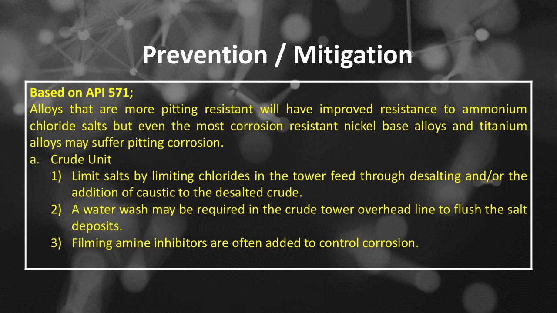Number A, crude unit. Number 1: limit salts by limiting chlorides in the tower feed through desalting and/or the addition of caustic to the desalted crude. Number 2: a water wash may be required in the crude tower overhead line to flush the salt deposits. Number 3: filming amine inhibitors are often added to control corrosion.